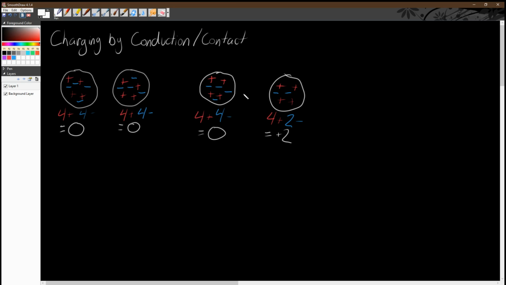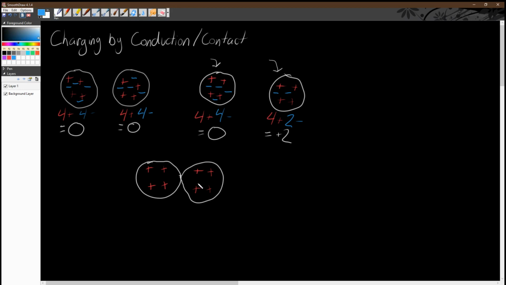What would happen if I were to take this sphere and bring it in contact with this sphere? When you take two conductors and bring them together, the important thing to remember is that electrons are able to flow freely inside of them. The protons are essentially bolted in place. They can't go anywhere. They're bonded in the nucleus. But the electrons are free to move.